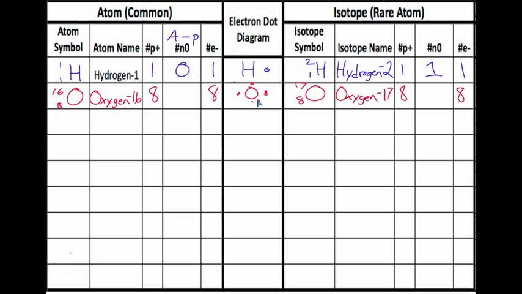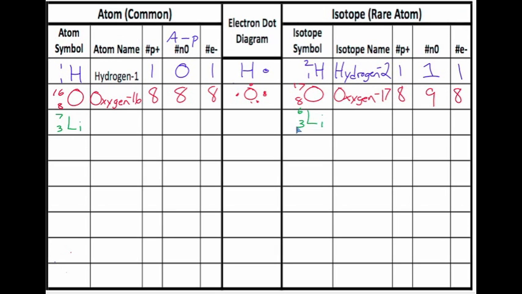What will change are the neutrons. Atomic mass is 16 minus 8 is 8 neutrons in the common oxygen atom. The rare atom called the isotope has 17 minus 8, which is 9, which means this oxygen atom has gained a neutron somewhere along the way.